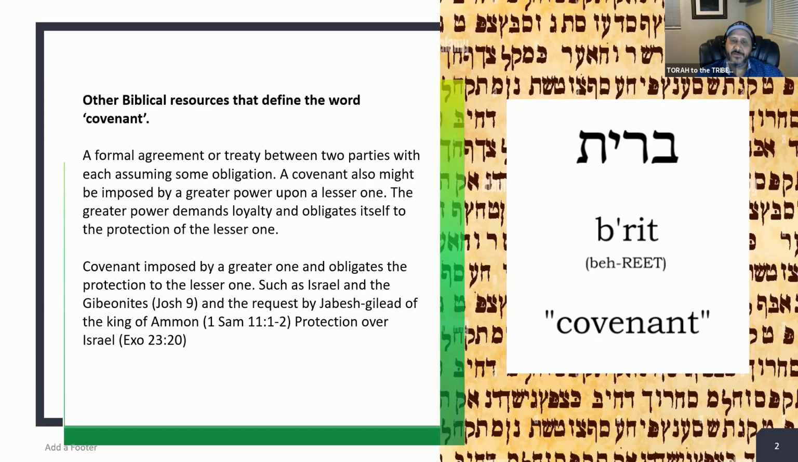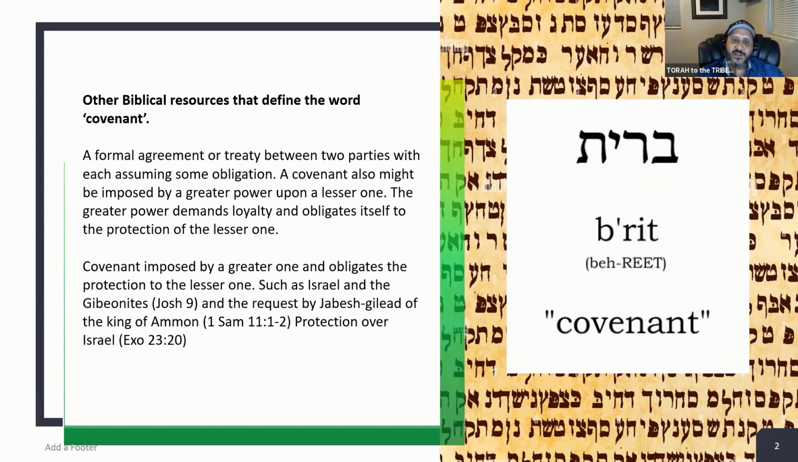Now, be attentive to him and obey him. Do not rebel against him, for he will not forgive your sins. My authority is with him. If you obey him and carry out all I tell you, I will be an enemy to your enemies and a foe to your foes. Okay, we see the hand of Yah divinely protecting his covenant people, just as he had promised to Abraham, saying, I will bless those who bless you and curse those who curse you.